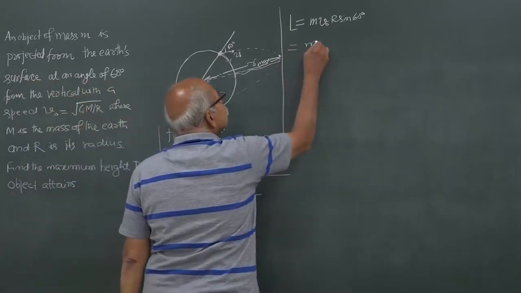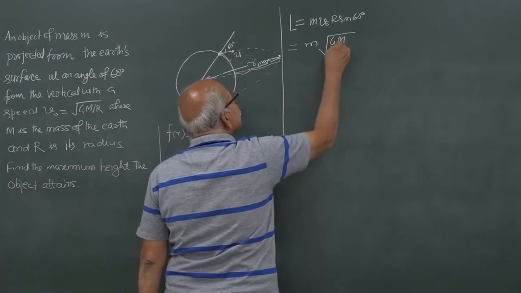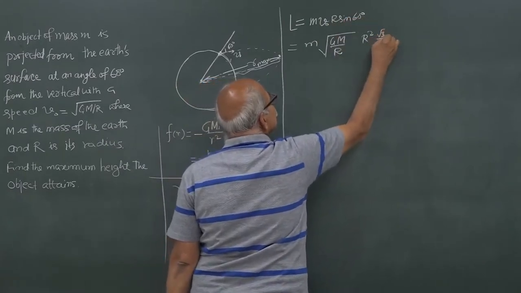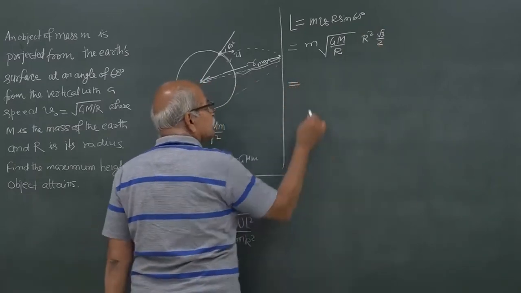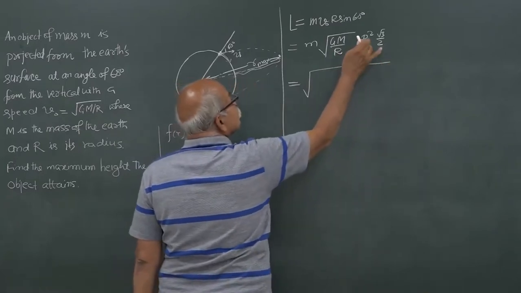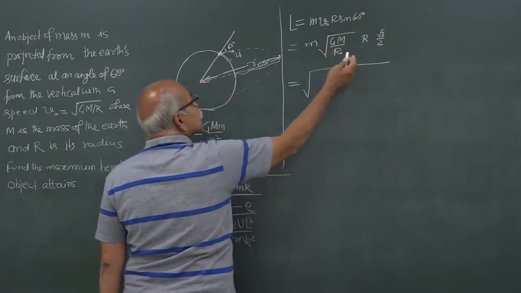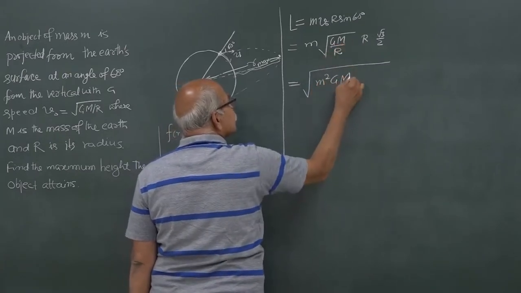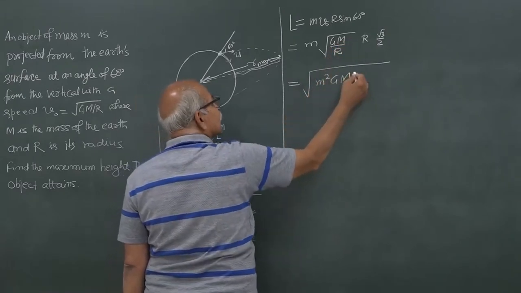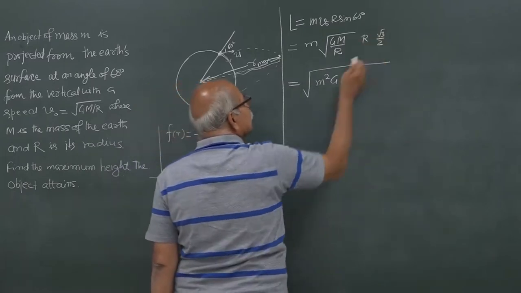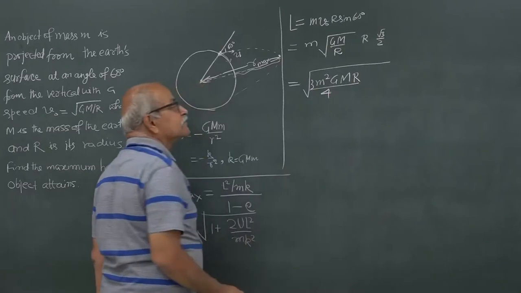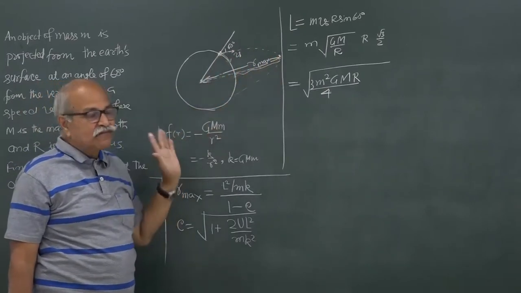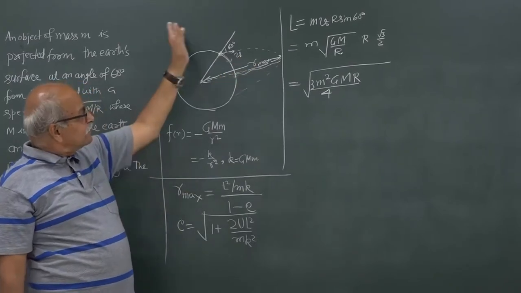So this is m, and v naught is given to us as square root of G M by R, and then this R here, and then this sine 60 degrees is root 3 by 2. So let us take everything inside the square bracket. This m becomes m square, capital G is there, M is there, this R will come inside as R square, and with this R it will be capital R here, then 3 by 4, that is L. And this L is calculated at this point, but this is the L everywhere in the whole of the orbit, whether it hits here or whether it goes in another path or whatever it does.